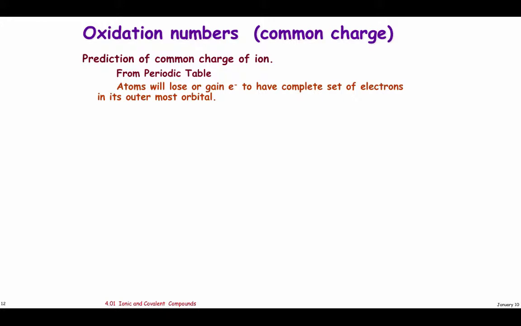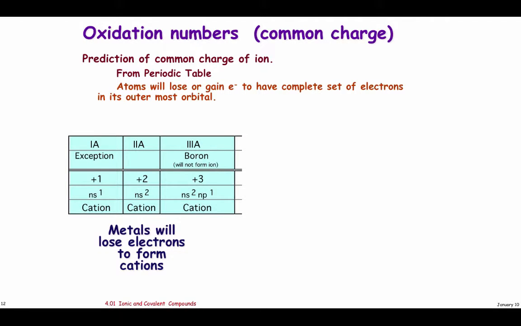So we can easily predict the common charge of elements because of where they lie in the periodic table. There are other elements, however, in which we have to know the partner first before we can predict its oxidation number.